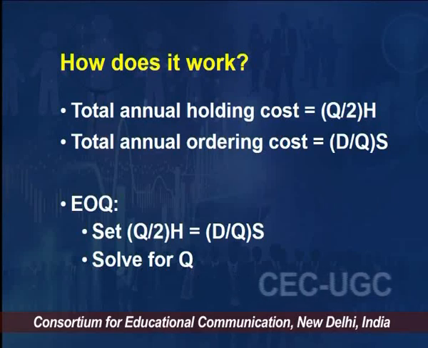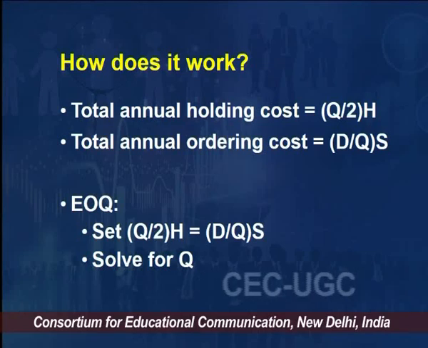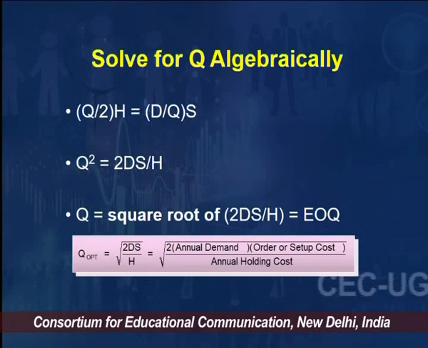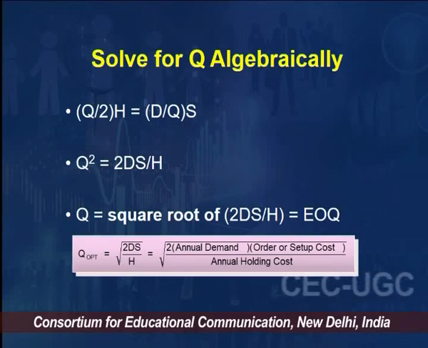So, EOQ: you have to set Q by 2H equal to D by QS. Q by 2H is the holding cost and D by QS is the carrying cost. When you solve this equation, you have to calculate Q out of it. In the next slide, you solve it algebraically. Q by 2H is equal to D by QS, so you bring Q to one side. Q square will be equal to 2DS divided by H, and Q will be the square root of 2DS upon H.